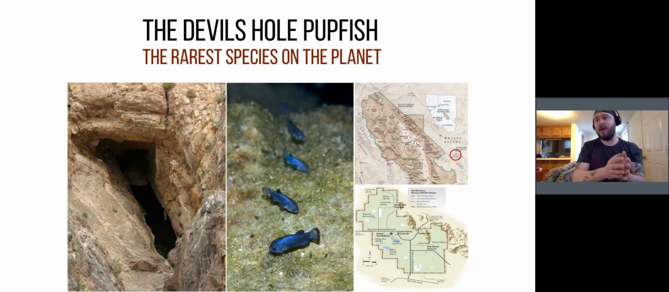And the remarkable thing is, they have been able to survive in this hole for over 20,000 years. So they have been isolated from every other population, every other species on the planet. They've been isolated from every other relative they have in these other marshes, in this one single hole for 20,000 years. So that is why it's been called the rarest species on the planet.